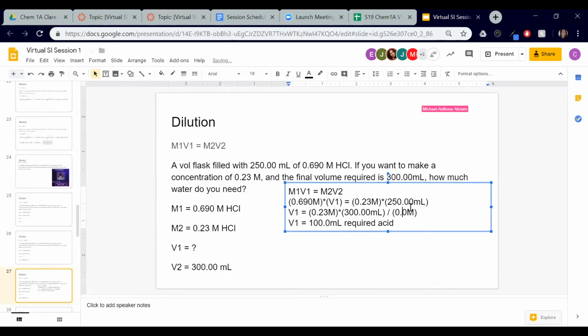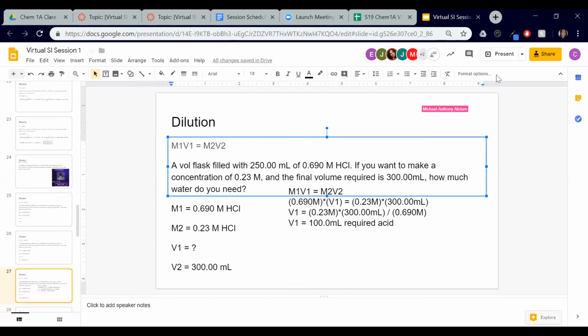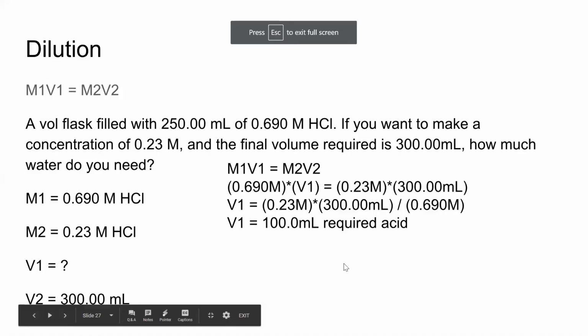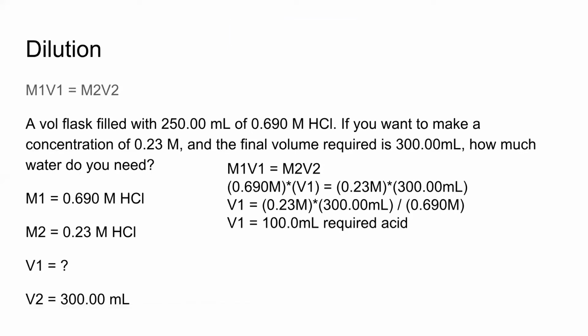That's 0.69. That's 300. There we go. Apologies. So 300 is the final volume we want. 300 is what we want. So V1 is equal to 0.23 molar times 300 milliliters divided by 0.69.